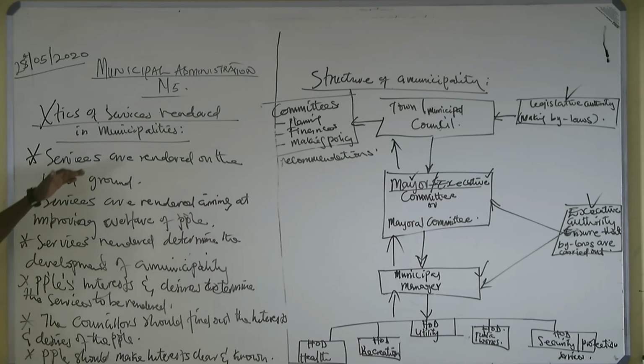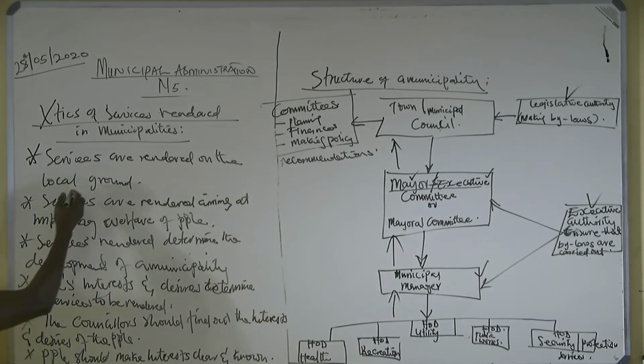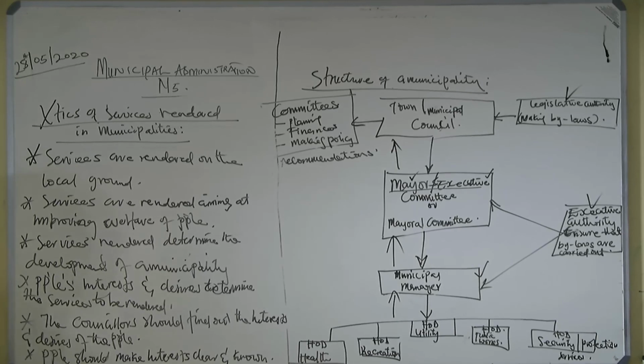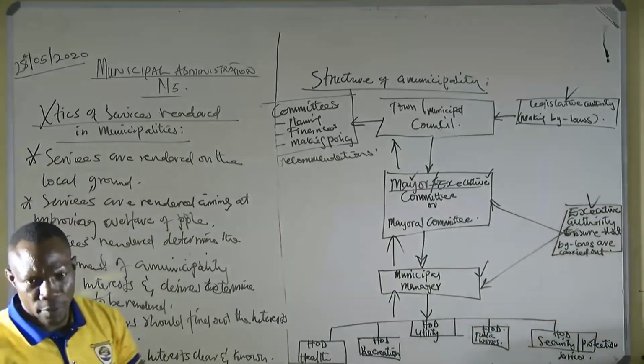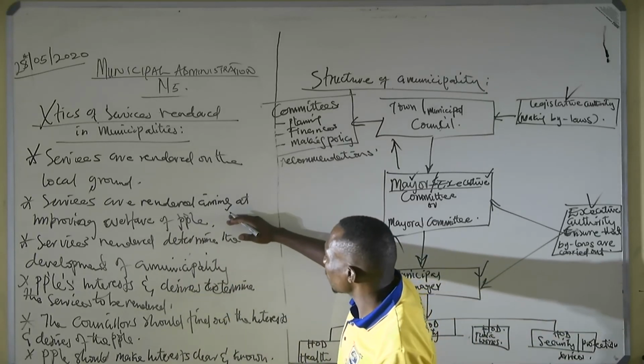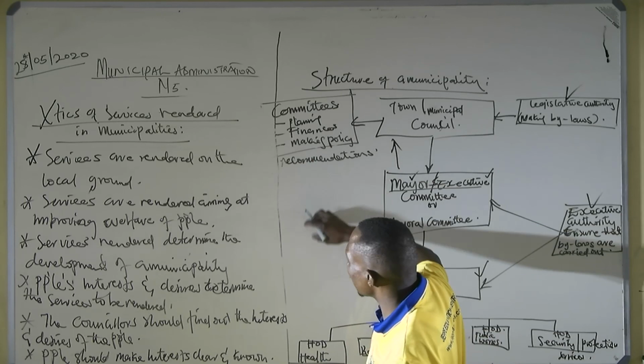The services in the municipalities are rendered on the local ground. This explains further why different municipalities render different services. So services are rendered on the local ground by considering the current interests and desires of the people in their areas of influence. You may find people in municipality A having totally different interests compared to the people in municipality B. So that's why services are always rendered by considering exactly the interests of the local people in that particular municipality.